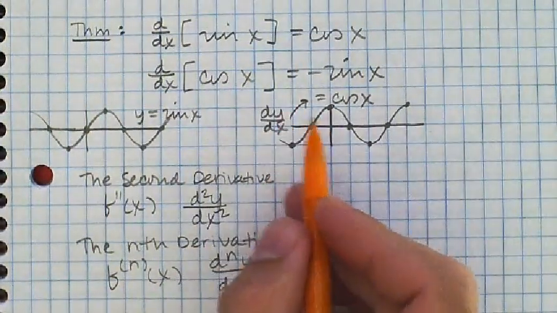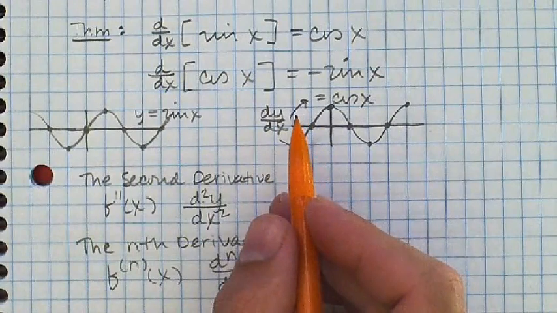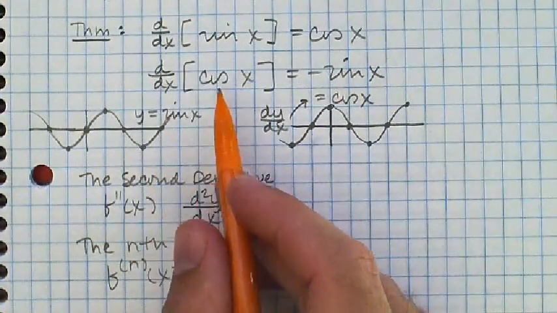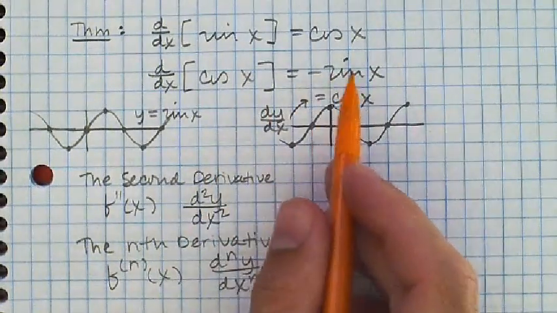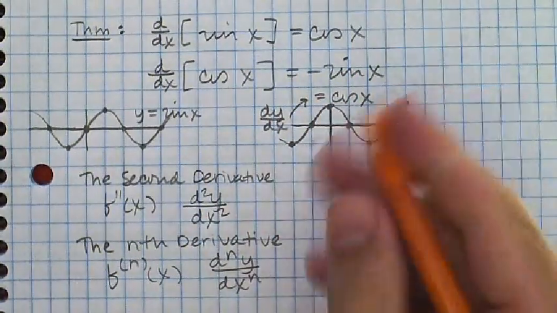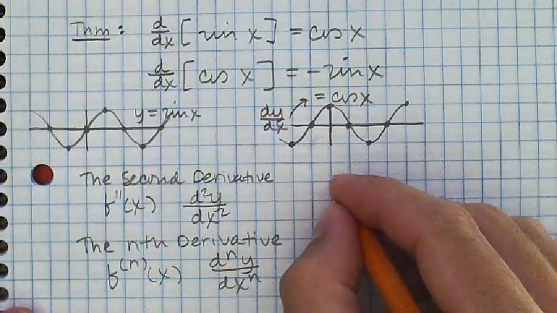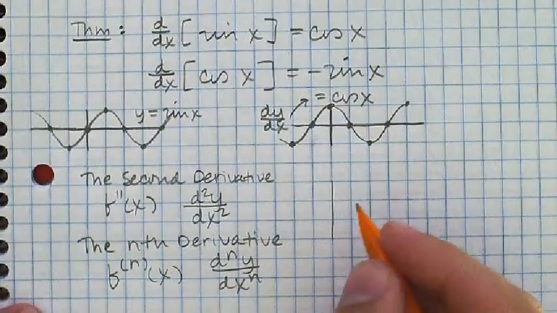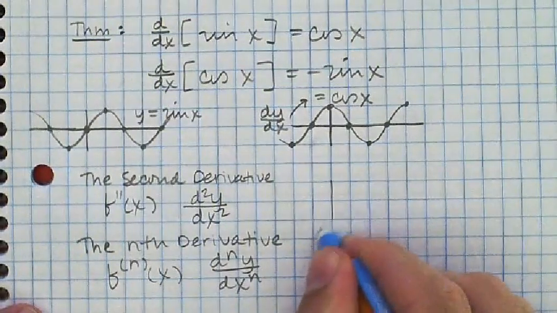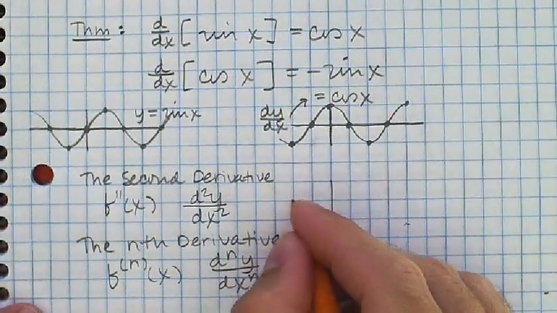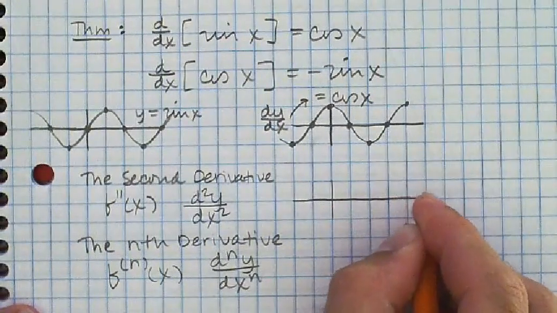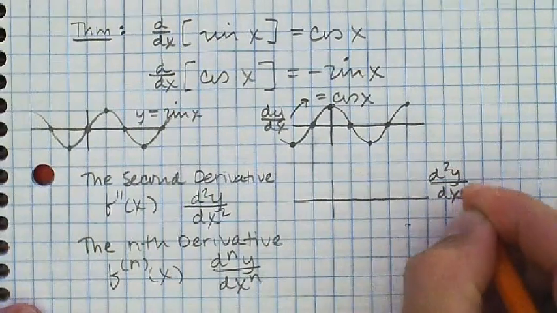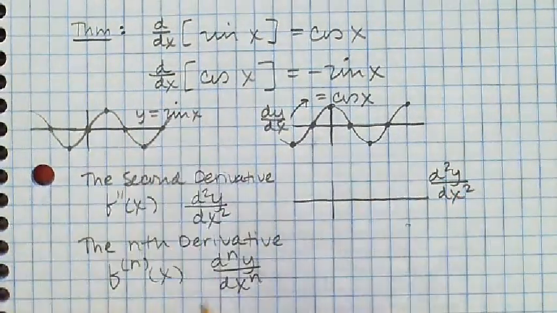And rather than drawing you a fresh new picture of cosine of x to take the derivative of, I figured I'd just tell you about the second derivative, and we'll decide to talk about the second derivative of sine, which would be the derivative of cosine, which I am proposing is negative sine. So I'm going to go over here, and this is going to be the graph of the second derivative of y with respect to x both times if y is equal to sine x.